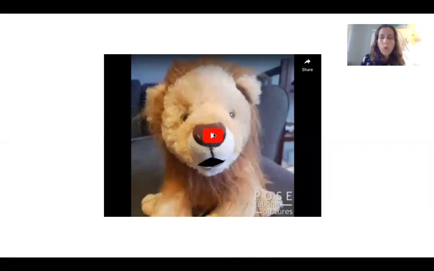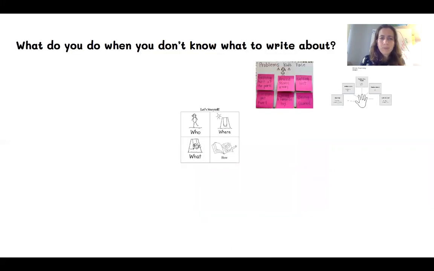What can you do at home when you don't know what to write about? What are some things we've talked about? When you don't know what to write about, you can check your planning sheets. At the beginning of the unit, we came up with a list of problems that kids face. And you made a list like this at home. If you can't think of anything to write about in your piece, check your planning page.